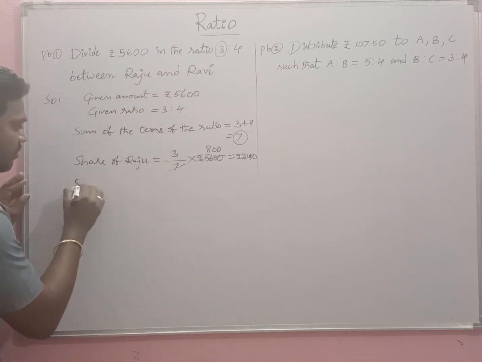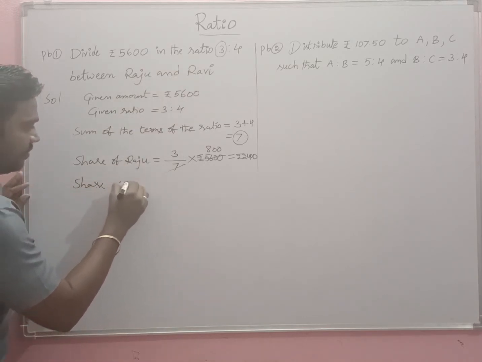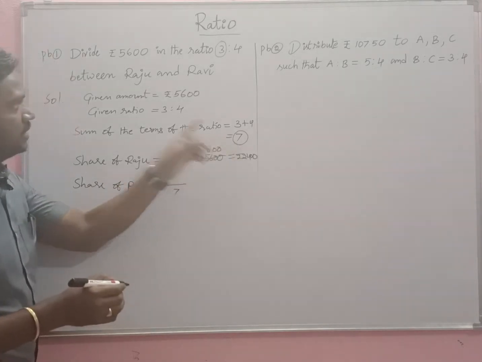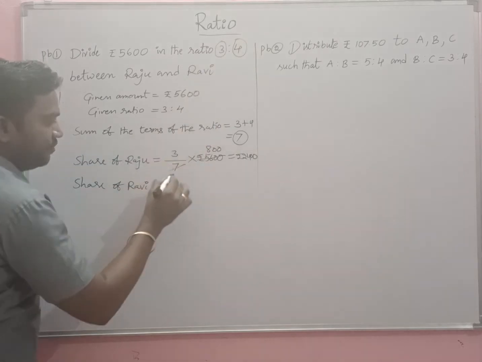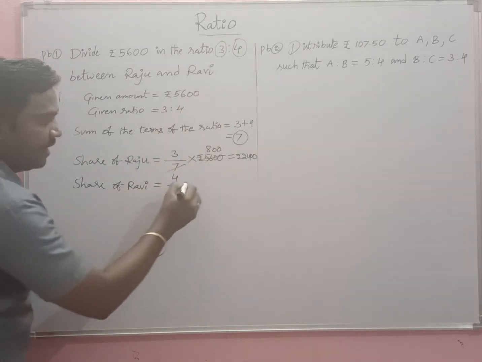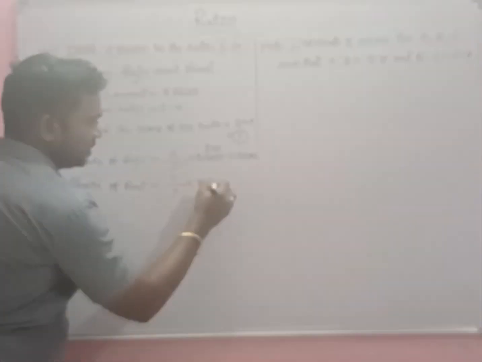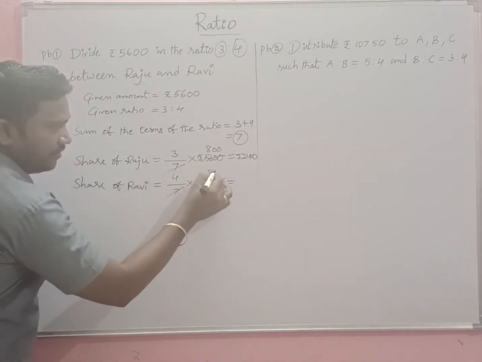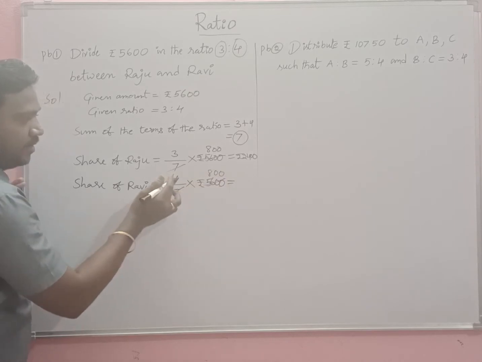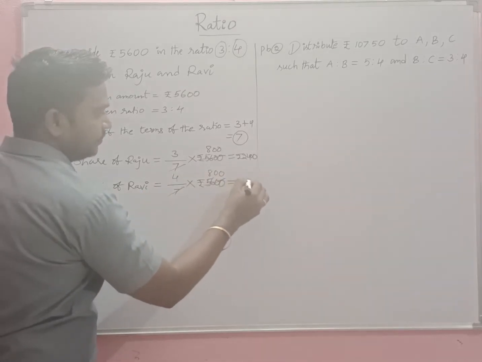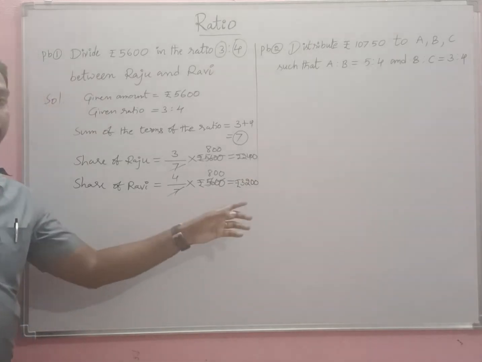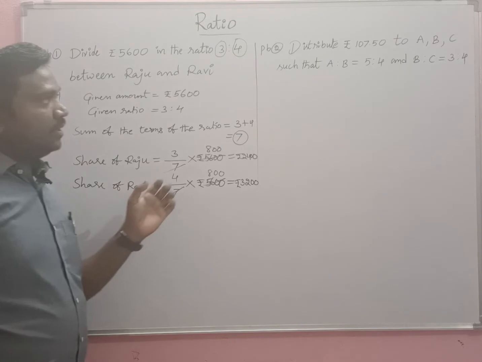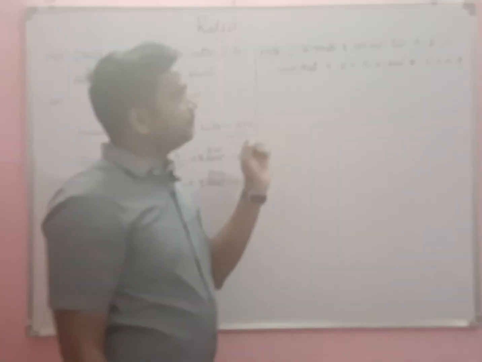That can also be solved like this. Share of Ravi is equal to, out of 7 parts, Ravi has 4 parts. So 4 by 7 into rupees 5600. Here 7 8s are 56, so 800. 4 into 800, 3200. Let us see one more example.